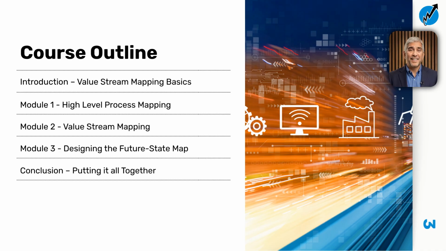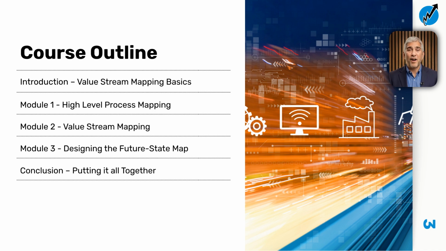Here, we'll cover foundational tools like SIPOC diagrams, flowcharts, and process maps that help us understand a process at a high level. Then we move into Module 2, value stream mapping. This is where we take a deep dive into VSM, learning how to build a current state map and capture the data that drives improvement.